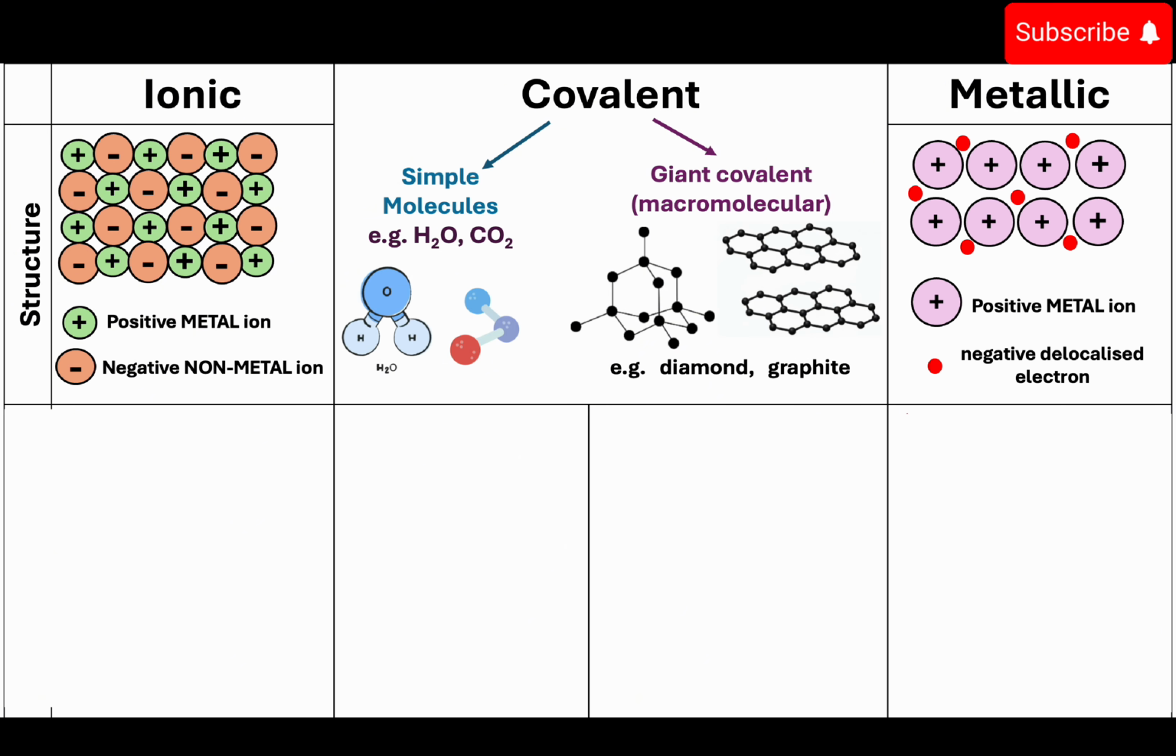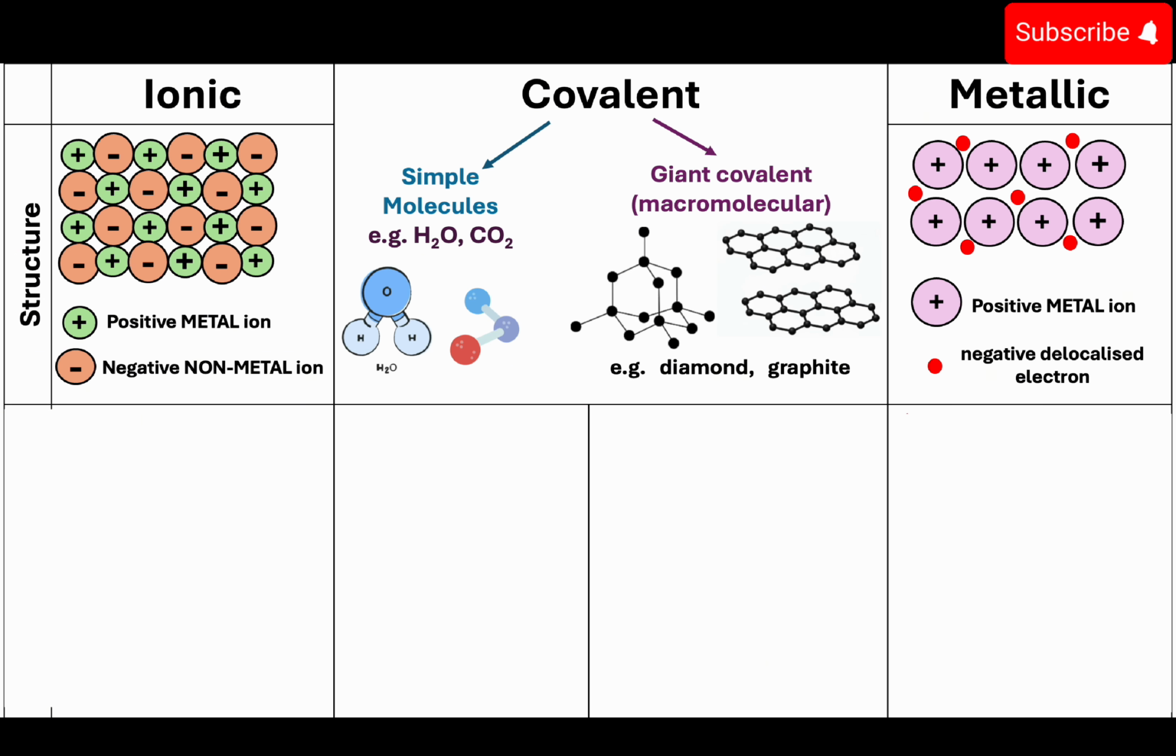And the last one is called metallic bonding. And as the name suggests, it's made up only of metals. As you can see from the key below it, there are positive metal ions and negative delocalized electrons. Now, if you were to compare that to your ionic, you can see that it also has a positive metal ion. But in place of a negative non-metal ion, metallic bonding has negative delocalized electrons.